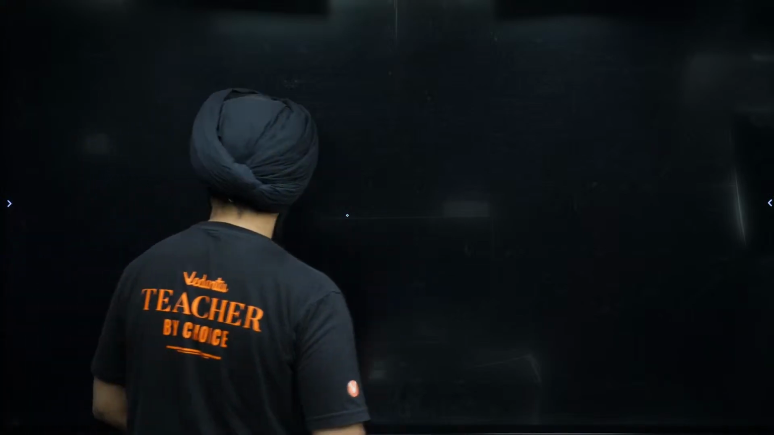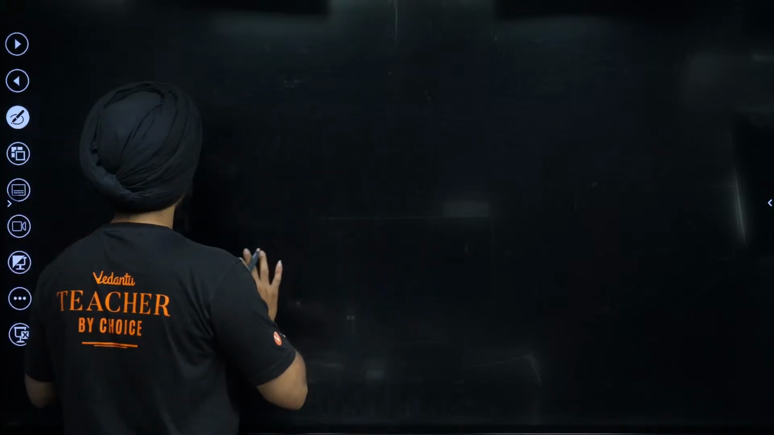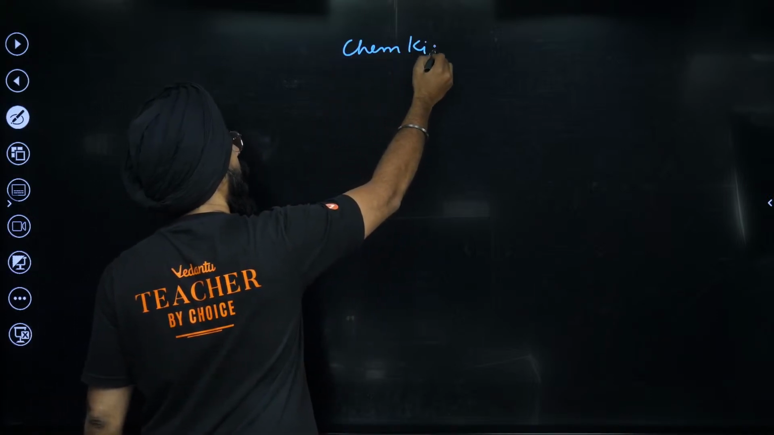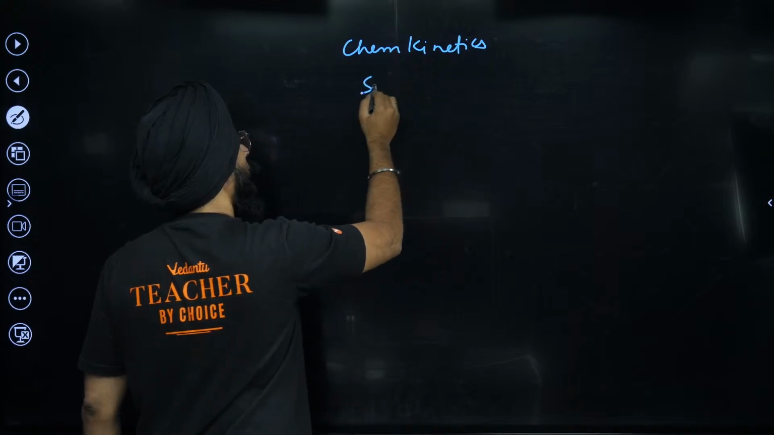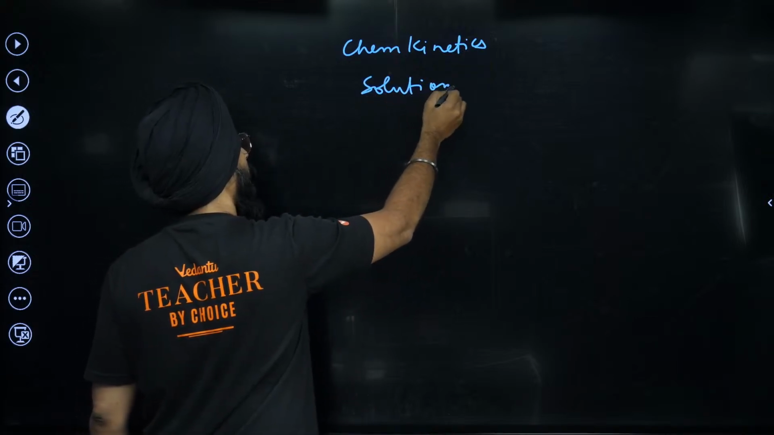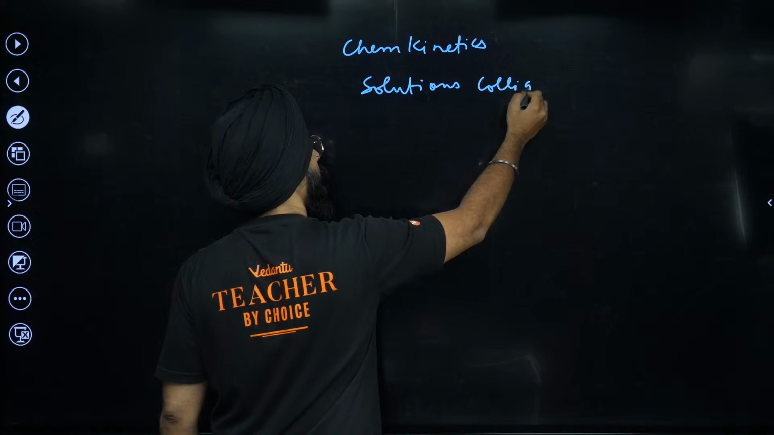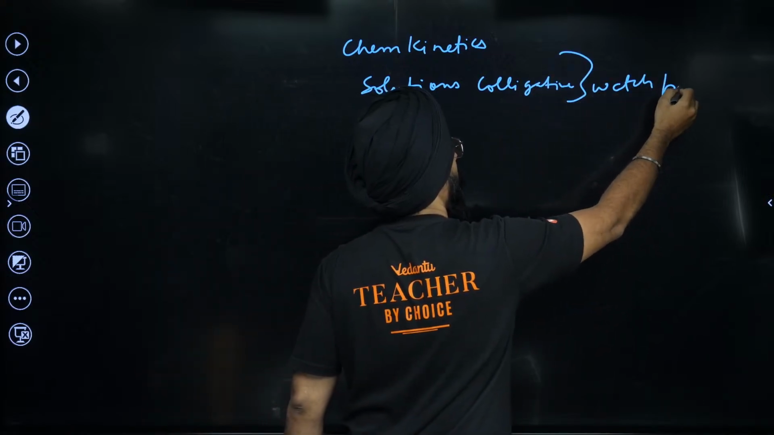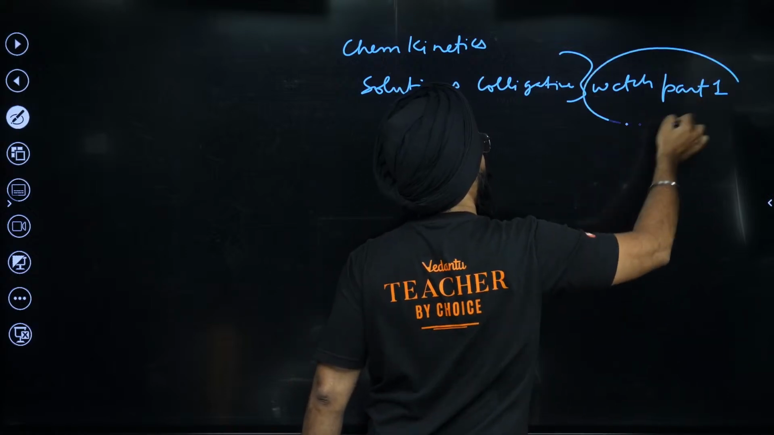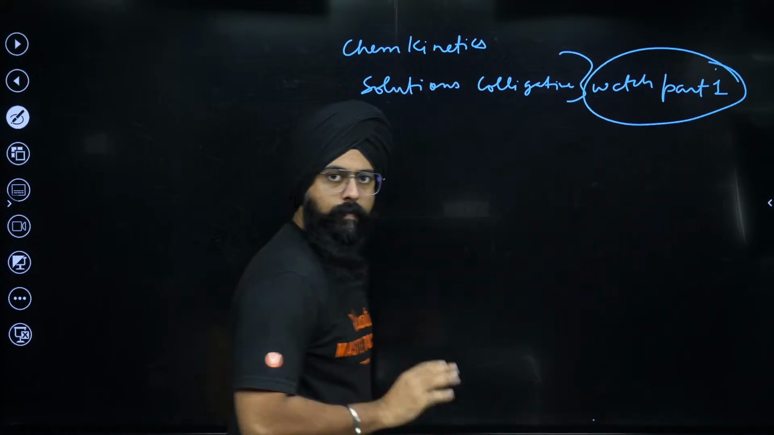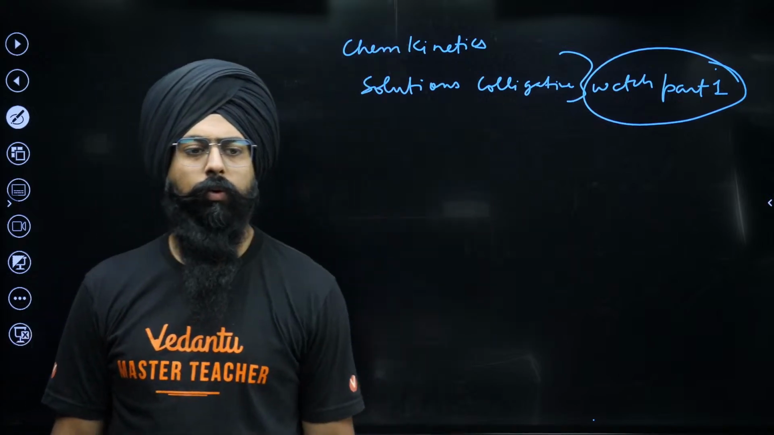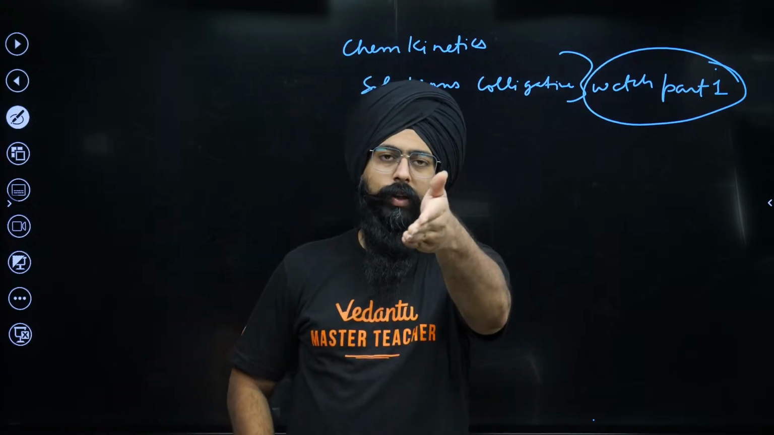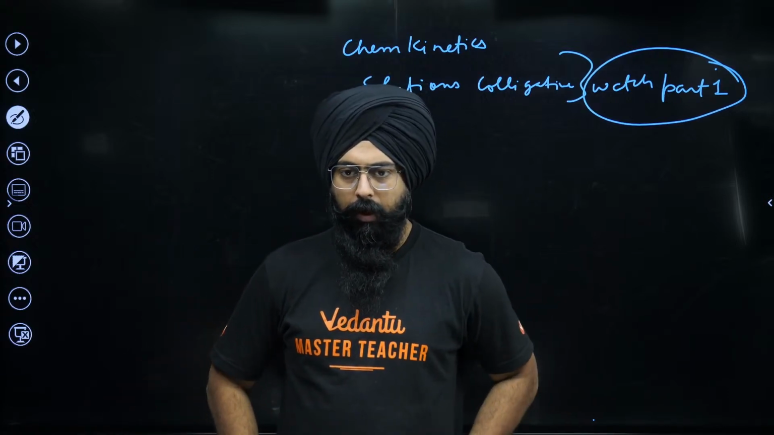Cool. So now, people, the practice part of this session is over. For chemical kinetics and for solutions and colligative properties, watch part 1, please. Watch part 1 for those two chapters. This is part 2. Why did we do part 2 today only? Because there was a problem with the YouTube stream. Okay.